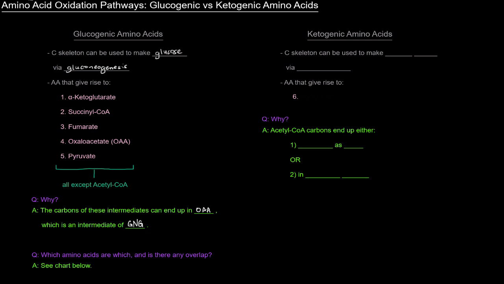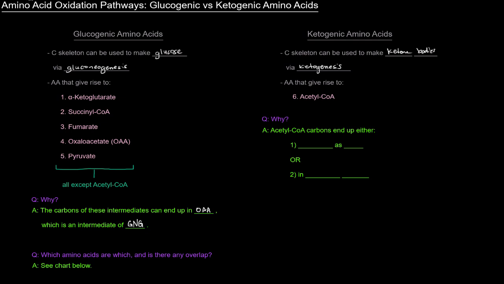Okay, and that brings me to ketogenic amino acids. So when I think of ketogenic amino acids, I think about how their carbon skeleton can be used to make ketone bodies via ketogenesis. So the ketogenic amino acids are the amino acids whose carbon skeleton gives rise directly to acetyl-CoA.